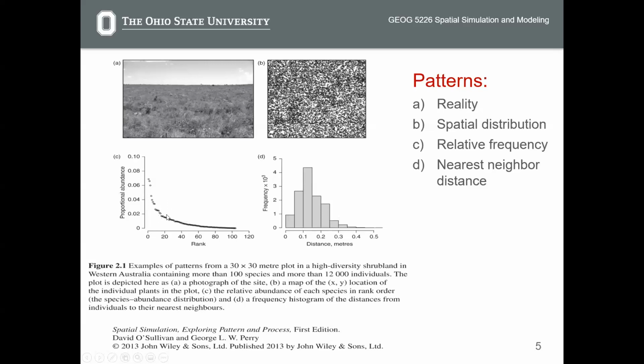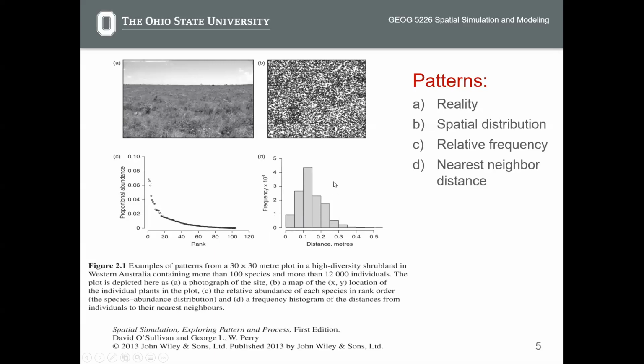Each species has a specific proportional abundance smaller than 0.02, because in plot C, each dot is representing a species. Okay, so here we have a pattern. It's not random anymore. It's not that more than 100 species equally share this space. No, there are several dominant species here.